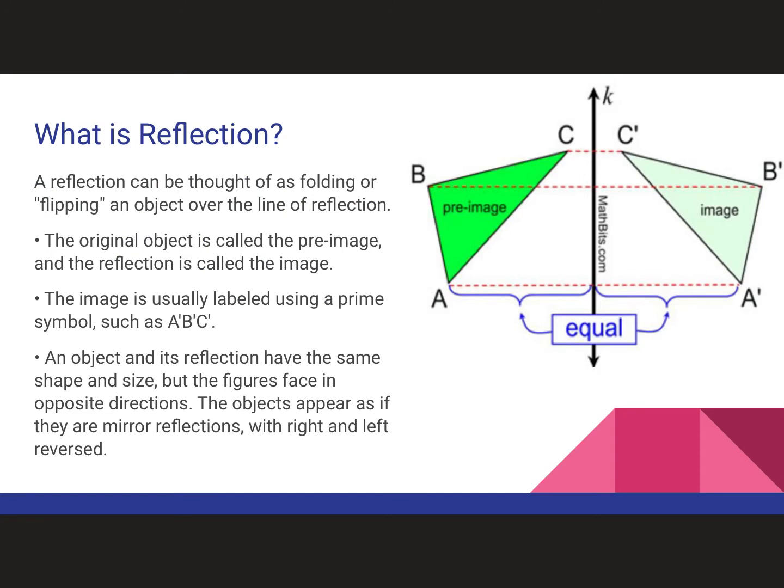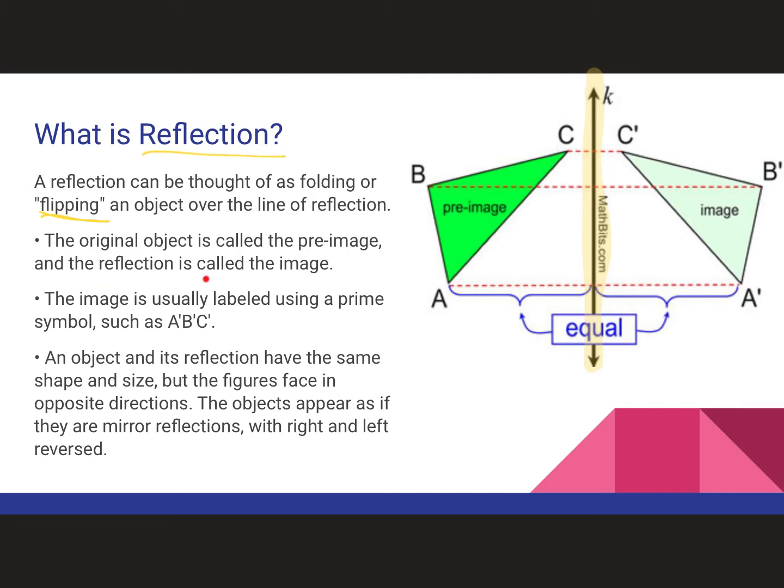So the first thing we talk about is what is reflection? A reflection can be thought of as flipping an object over a line of reflection. As you can see here, we have our line of reflection, in this case our y-axis. We see our original image. The original object is called the pre-image. So here's our pre-image. This is our original image.